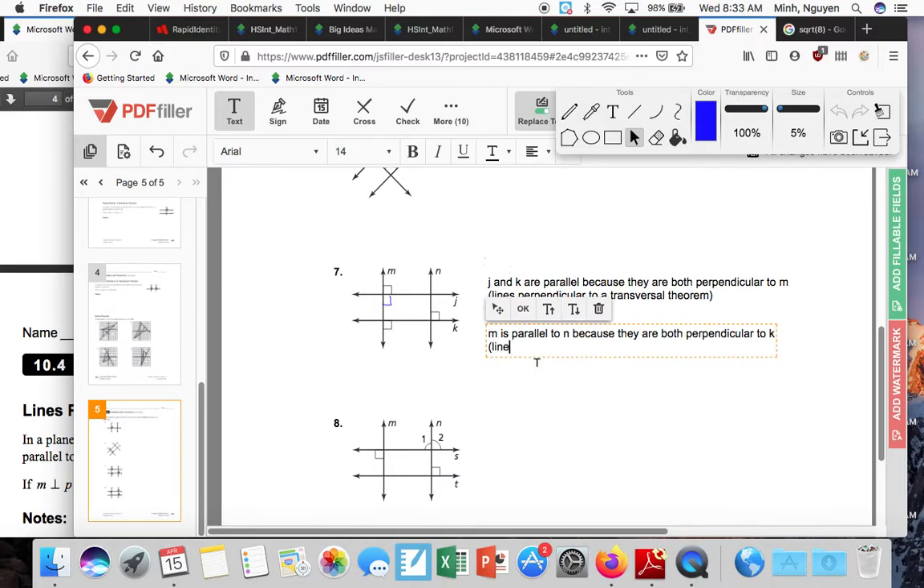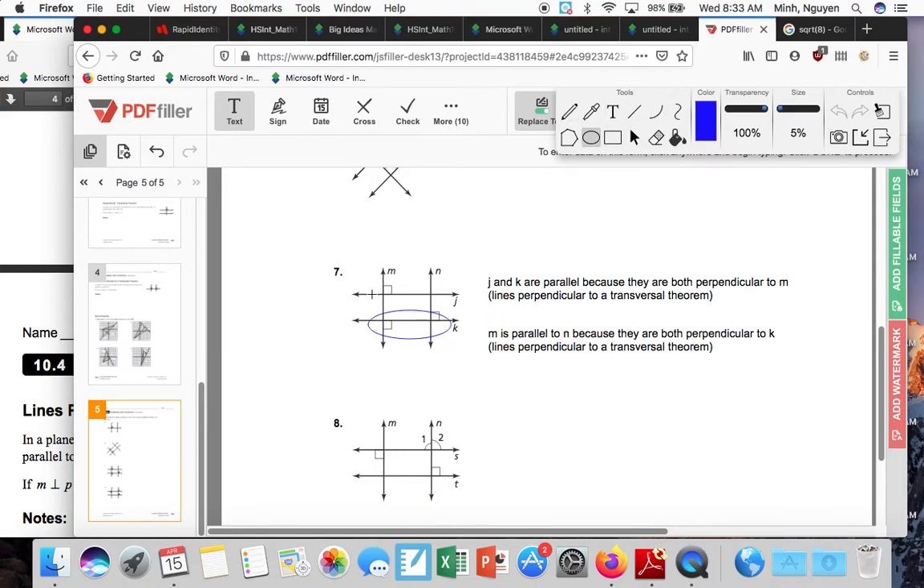So this is also the lines perpendicular to a transversal theorem. So once we establish that M is parallel to N, now we can also say that all these angles are perpendicular angles because if they're parallel, so I had to look at this to establish that they are parallel, but once I did, if they're parallel here, then they still must also be parallel here. Then if this is 90, then because of corresponding angles, this must also be 90, and then this must be 90, and so on and so forth.